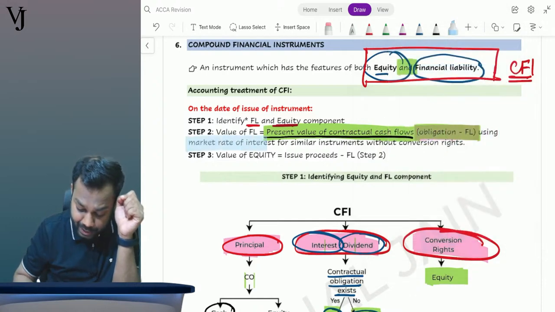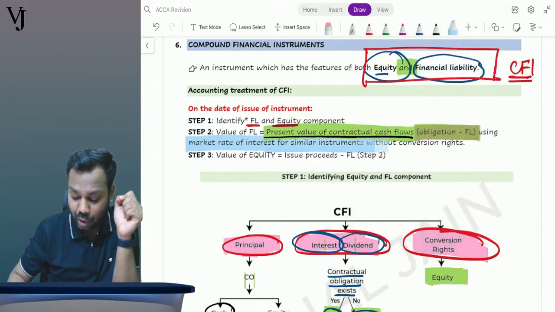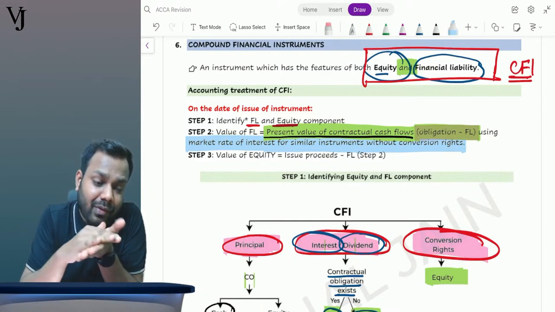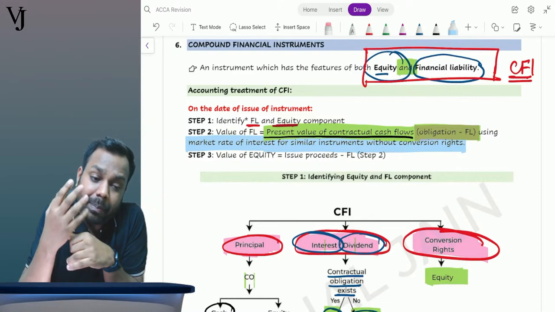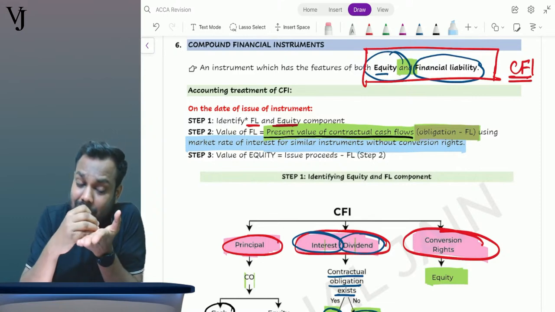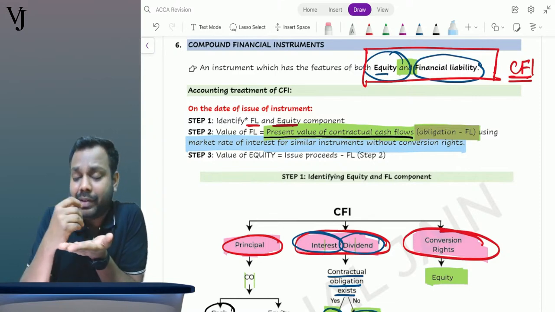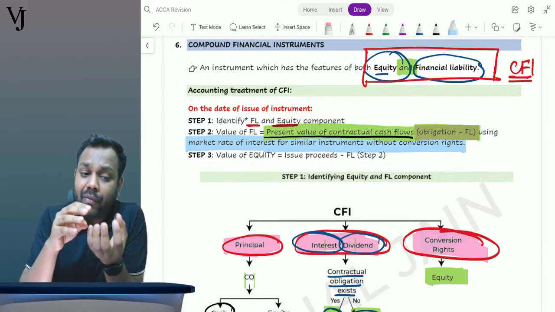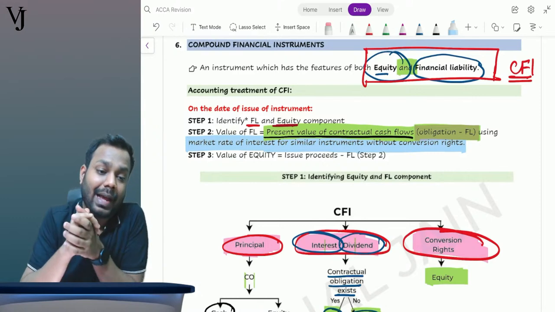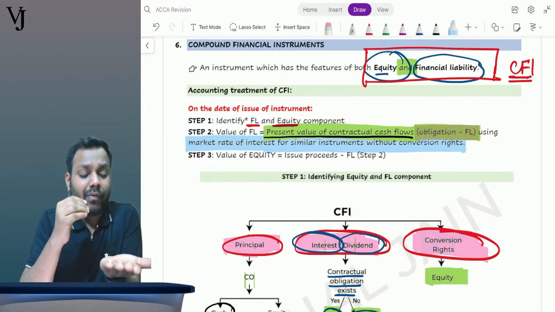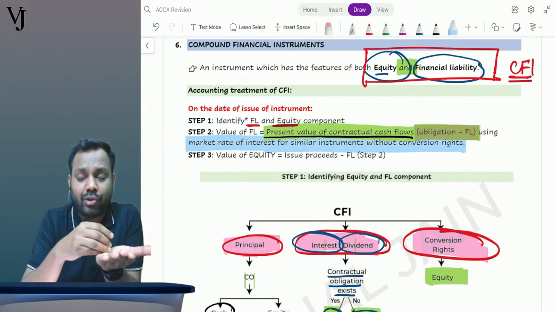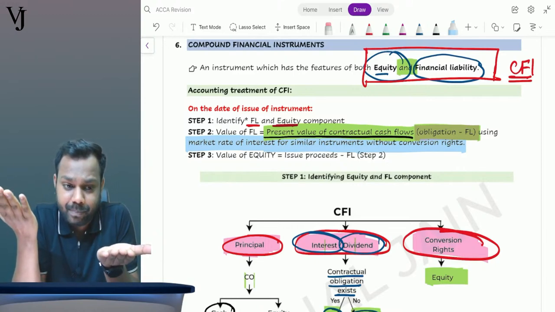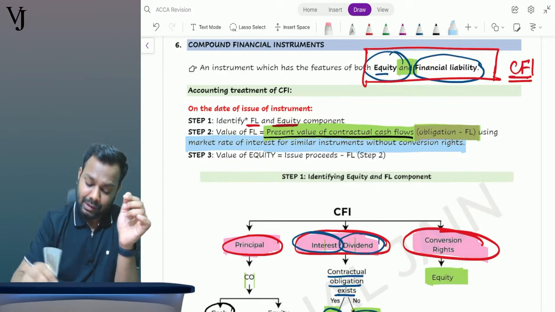Using the market rate of interest for similar instruments without conversion rights. Now understand, since this instrument has conversion rights, it becomes a compound financial instrument. Now we are calculating the value of the pure financial liability. So when I am calculating the value of the pure financial liability, don't you think I should consider the interest rate of the pure financial liability also? Right? So that's what it says.